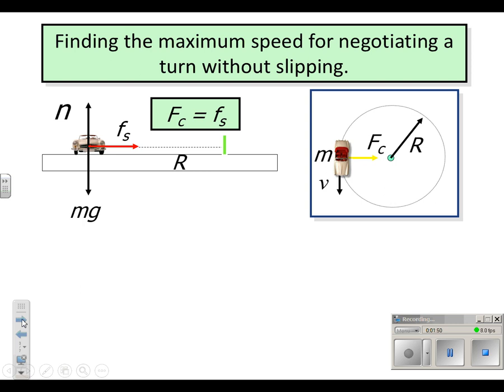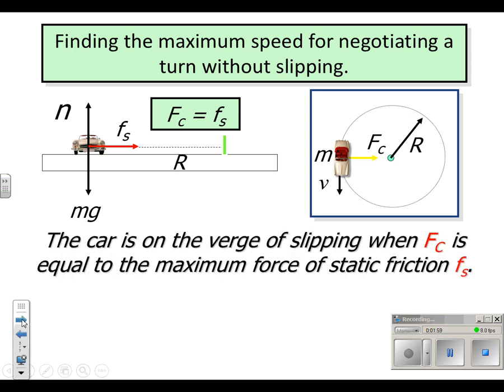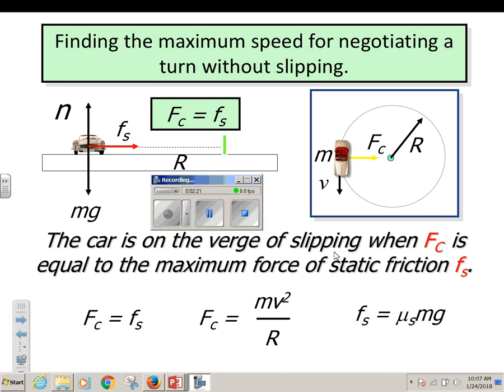But really, your centripetal force moving to the center has to also equal your static friction, which is moving towards the center. So the car is on the verge of slipping when the Fc, or the centripetal force, is equal to the maximum force of static friction. Some formulas that we need to recall, so we're going to set these two equal to each other: our centripetal force is mass times velocity squared over r. And our friction force is mu times mg. So we would have our normal force being mass times gravity because we're on a flat surface. And our mu would be our coefficient of friction.